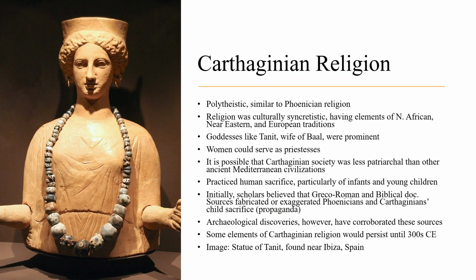So now that we've discussed the legend of Dido and Aeneas, we'll discuss Carthaginian religion. It's a polytheistic religion. They have multiple gods, like the Phoenicians and like so many other ancient Mediterranean civilizations. The Carthaginian religion was also culturally syncretistic. It had elements of North African, Near Eastern, and even European traditions. This is the goddess Tanit, the wife of their god Baal. These are probably the most important deities to the Carthaginians. These are Phoenician gods, so it makes sense that the Phoenician gods are the most important in their pantheon.